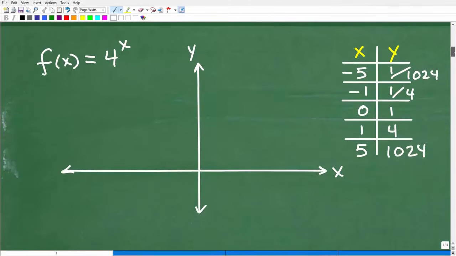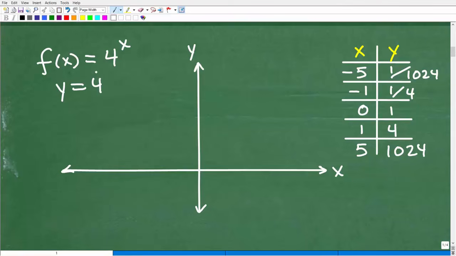So here is our function. We have f of x is equal to 4 to the x power, or we could write this as an equation. So we would describe this as an exponential function, but I can write this as an exponential equation. This is function notation. So f of x is equal to y, so y is equal to 4 to the x. So these two are equivalent. I can give you this problem this way or this way. This is an exponential function. This is an exponential equation. Doesn't make a difference. Pretty much the same thing.